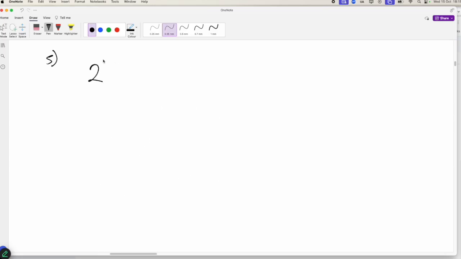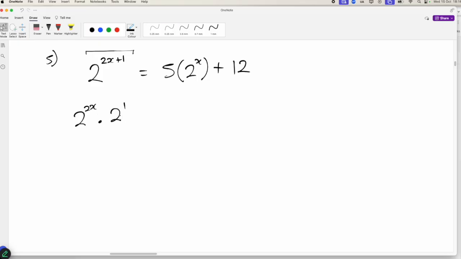I have 2 to the power of 2x plus 1, and that is going to be equal to 5 times 2 to the x plus 12. We have to solve for x. So obviously this here means 2 to the 2x multiplied by 2 to the 1. And I could take this and bring it across on this side, and it'll become minus 2 to the x times 5, and that'll be equal to 12.